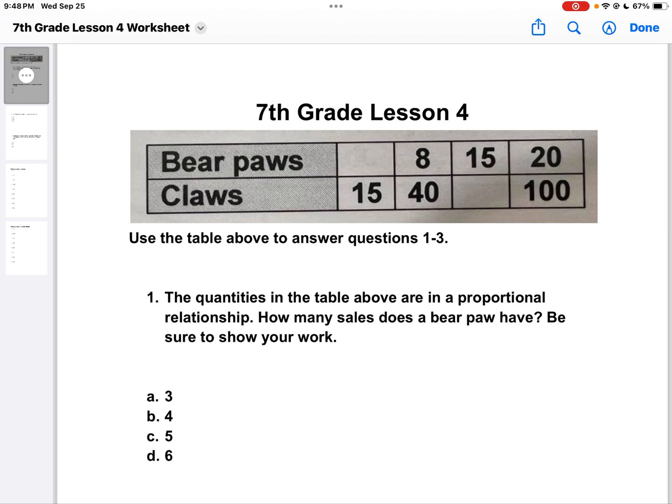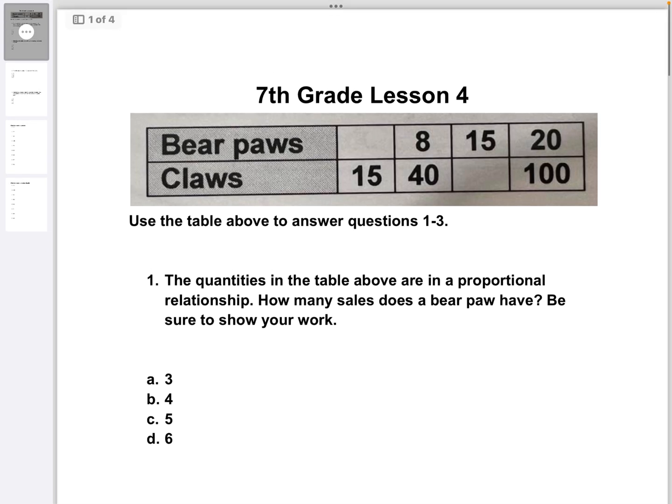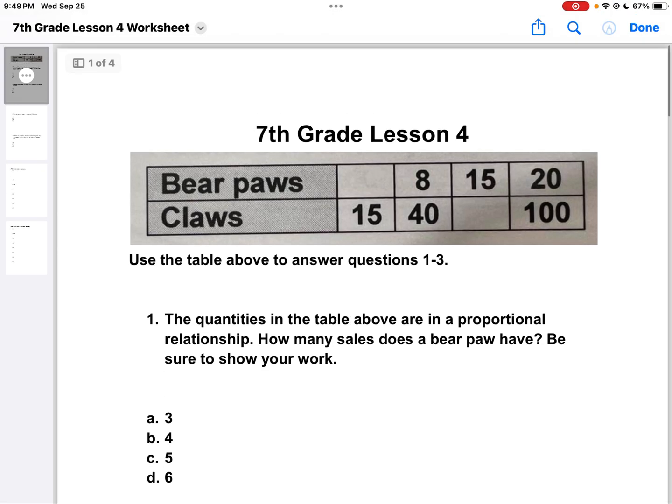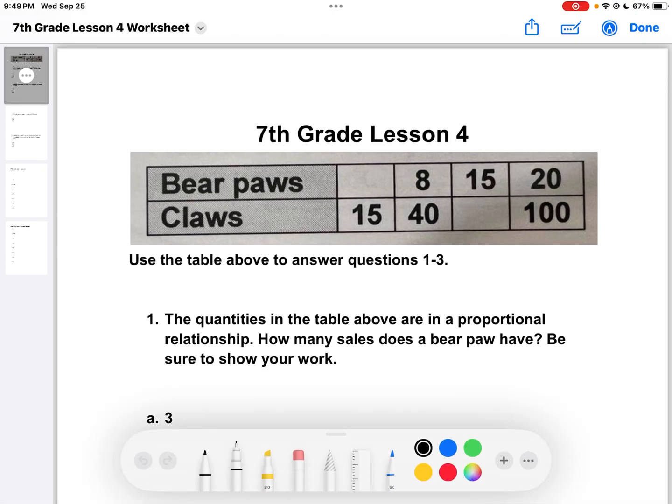So let's move on to the first question. The quantities in the table above are in a proportional relationship. How many sales does a bear paw have? Be sure to show your work. So this sales, I believe, is meant to be claws. So how many claws does a bear paw have?